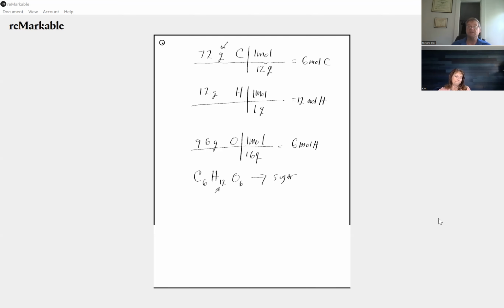That's what Avogadro's number is. And we actually gave the number 6.02 times 10 to the 23rd. We did that when we were covering sig figs. I'm sorry, scientific notation.